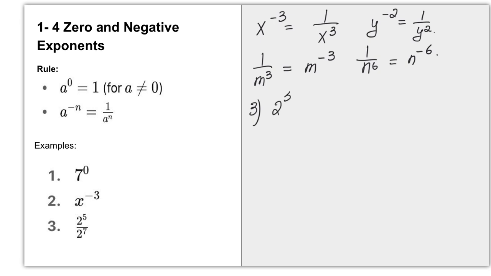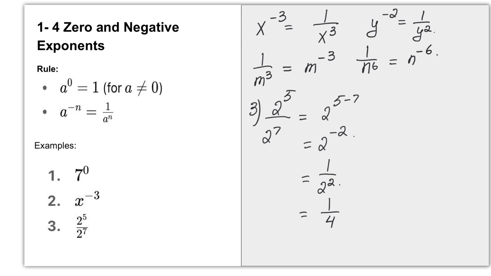So 2 raised to the 5th power divided by 2 raised to the 7th power. We know from our division rule that we're going to subtract the exponents. 2 raised to the 5th power minus 7. This will equal 2 raised to the negative 2 power. But again, our rule is we're not going to leave it as a negative exponent, and we know negative exponents are fractions. I'm going to rewrite it as 1 over 2 raised to the 2nd power. You can also evaluate this and write 1 over 2 times 2 is 4.